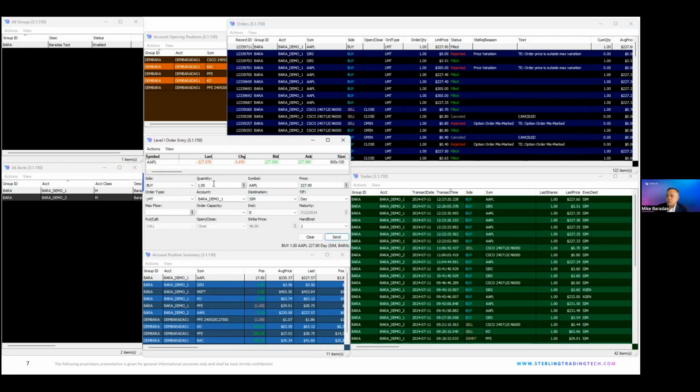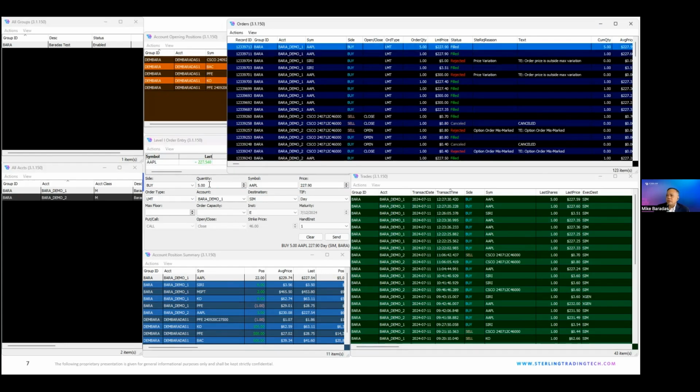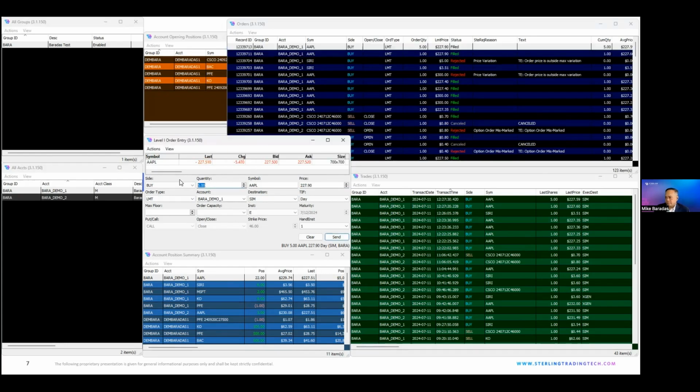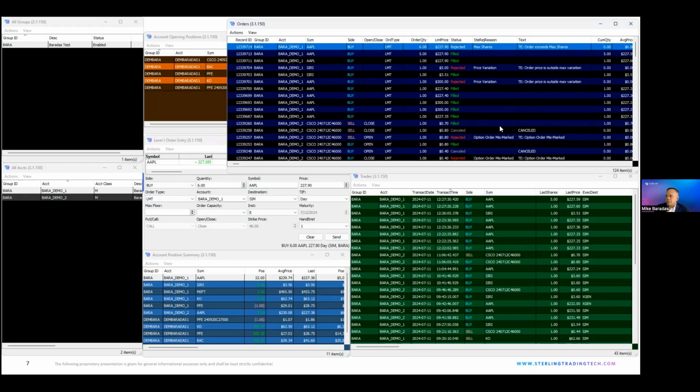If I send 5 shares, it should still allow 5 shares to go through. So exact same order, sending 5 shares, and you see it goes through and gets filled. But if I enter 6 shares, I will get rejected. The order exceeds the number of shares. So that is the order size check.